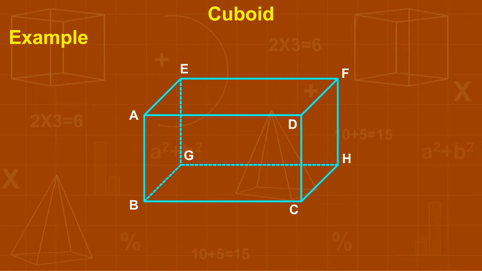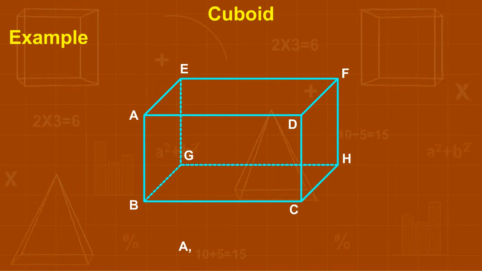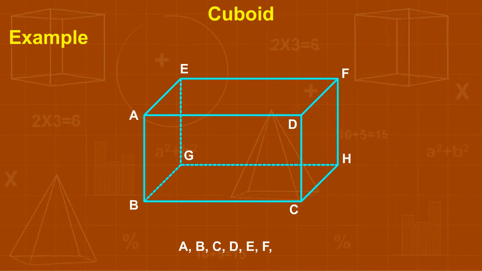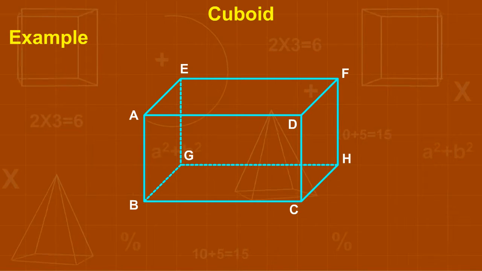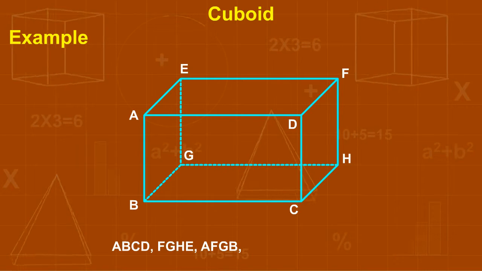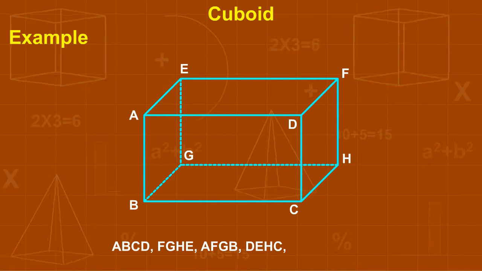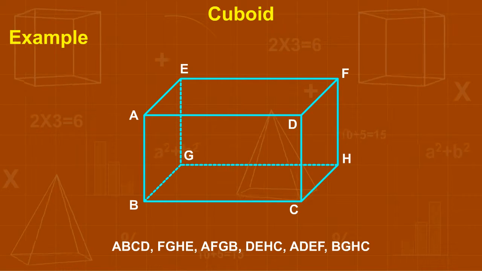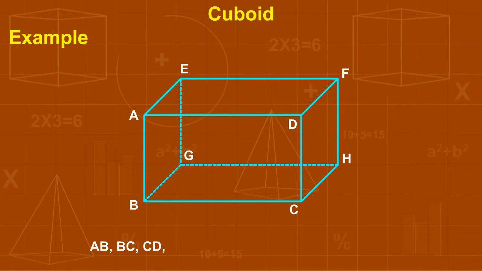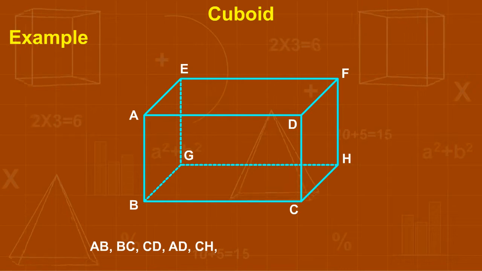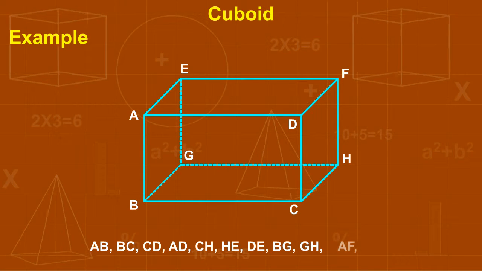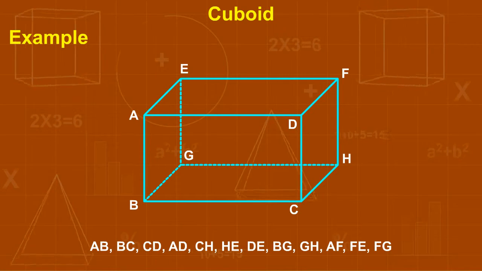From the given figure, we can see that vertices are A, B, C, D, E, F, G and H. Faces are ABCD, FGHE, AFGB, DEHC, ADEF and BGHC. Edges are AB, BC, CD, AD, CH, HE, DE, BG, GH, AF, FE and FG.